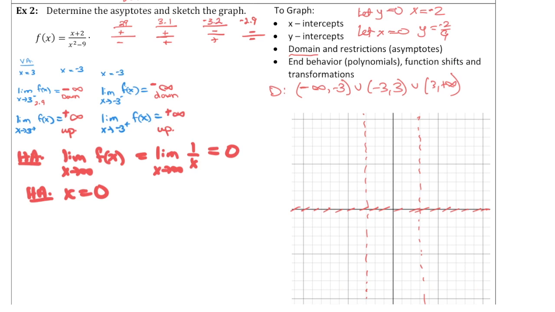Now it's time to take all of our information and graph the function. We're going to begin with our vertical asymptotes. On the left side of negative 3, the vertical asymptote is heading downward. On the right side of negative 3, according to our analysis, the asymptote is heading upward.